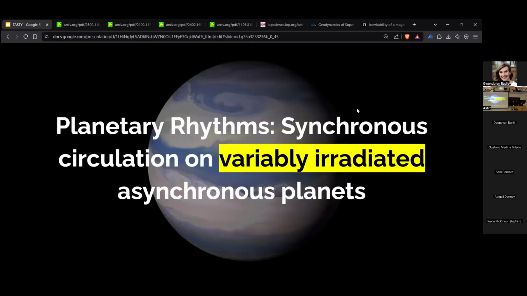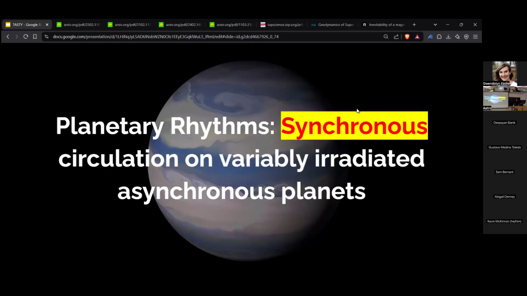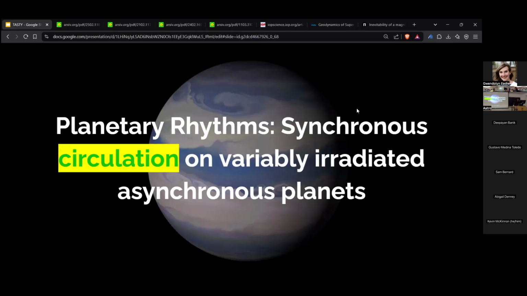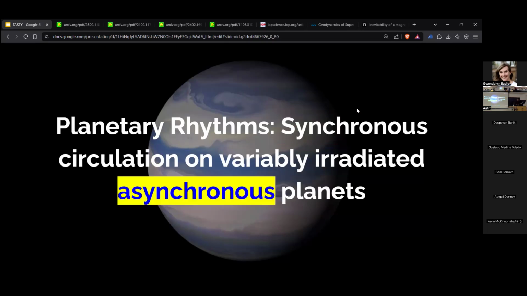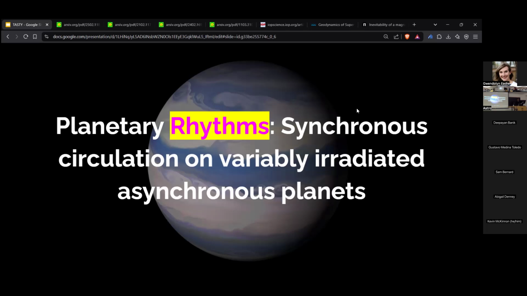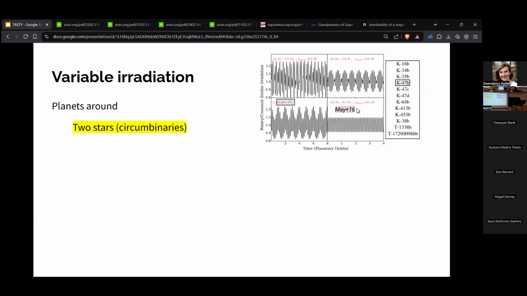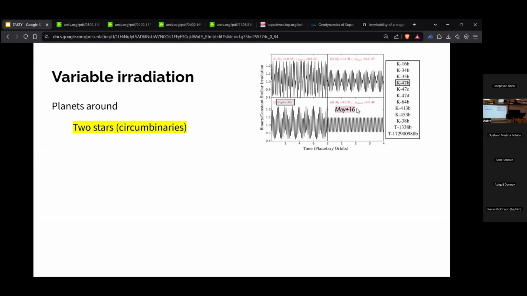So I'm going to use my title slide as the outline slide as well. We'll go over variably irradiated planets first, then we'll talk about what circulation means. Then we'll go on to synchronous circulation for synchronous planets, asynchronous planets, and finally the core of the talk, which is about rhythms.